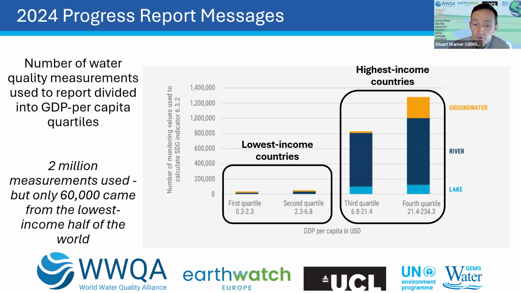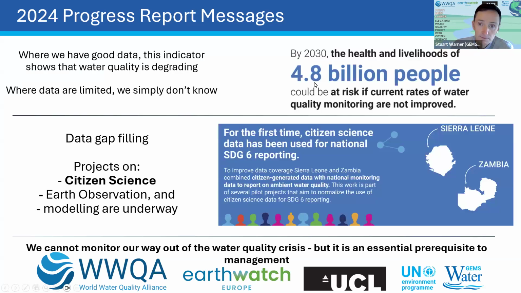And this is the sum total of the number of phosphorus and nitrogen and pH measurements that countries used to report on the indicator in 2023. So there were over 2 million measurements used in total, but only 60,000 came from the lowest income half of the world. So this is the stark data gap. And when you look into the water body types that are being used, rivers make up the vast majority, and groundwaters and lakes are very low down in the number of measurements that are being used. So there's this huge capacity gap in being able to monitor fresh waters.